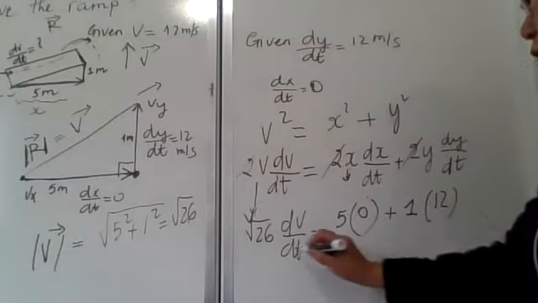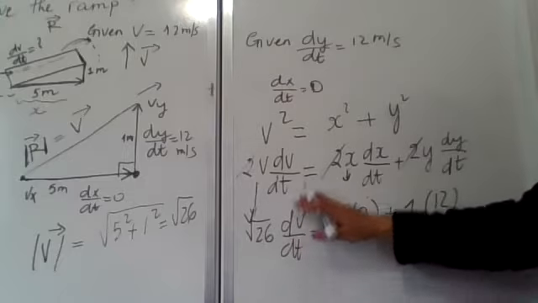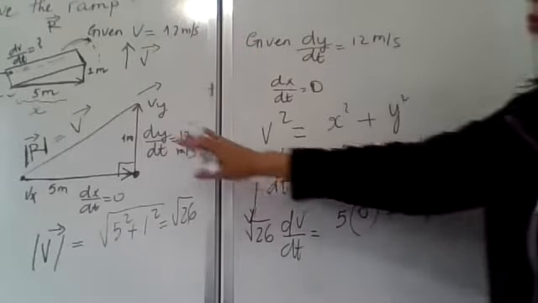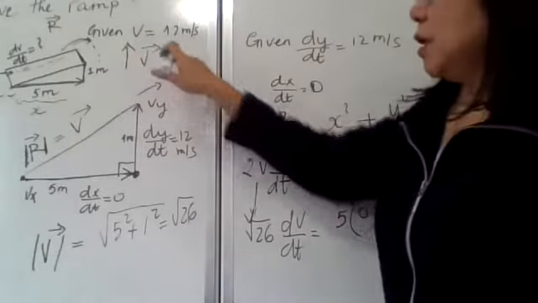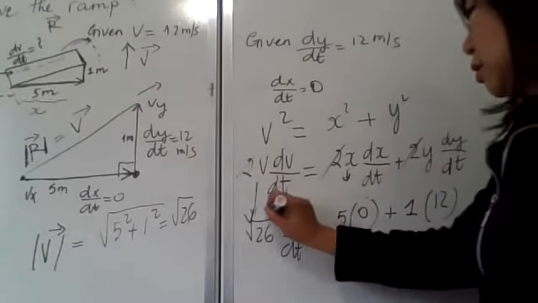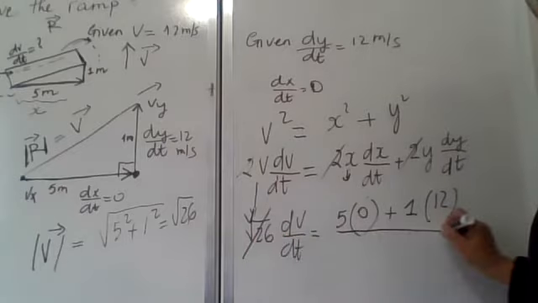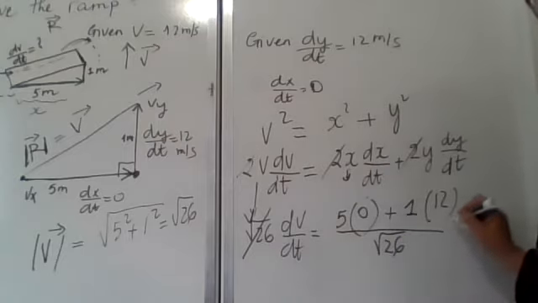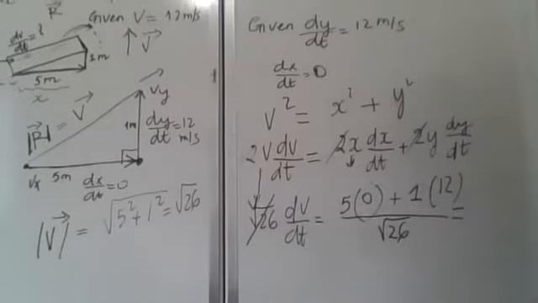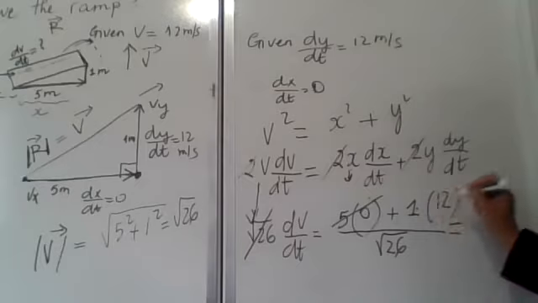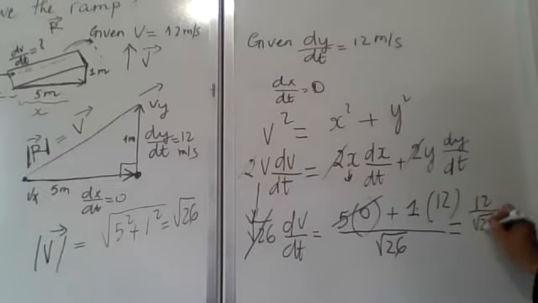So now to find dv over dt, which is the rate of change of the vector component, how fast she rises up over the ramp, we divide both sides by the square root of 26, so that will be gone, and this number will be divided by the square root of 26. So that is the answer for our dv over dt. This 5 times 0 is gone. This is 1 times 12, which is 12. So the answer is 12 over the square root of 26.